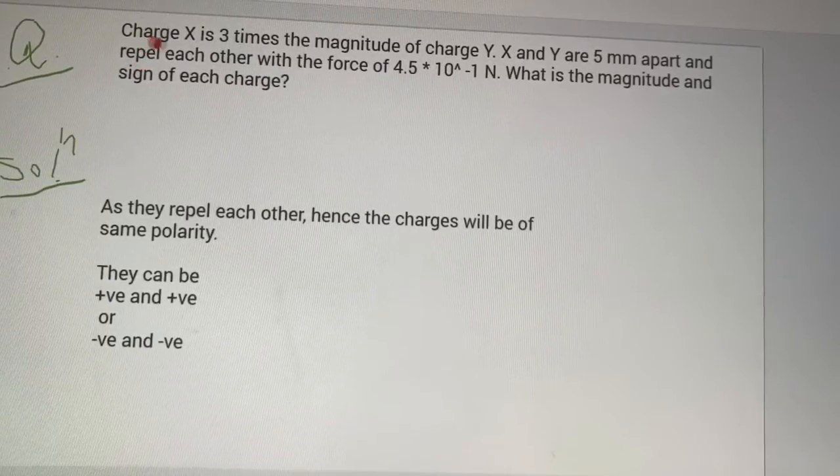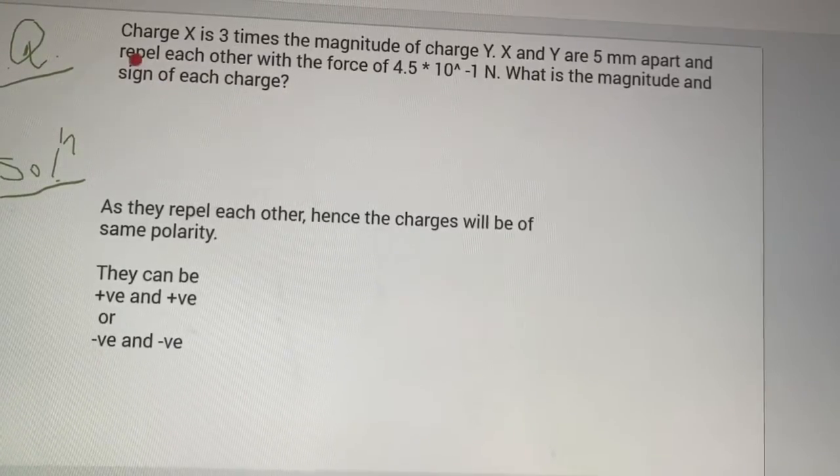The question is that charge x is 3 times the magnitude of charge y. So there are two charges called x and y, and charge x is bigger by 3 times of charge y. X and y are 5 mm apart and repel each other with the force of 4.5 times 10 to the power minus 1 Newton. What is the magnitude and sign of each charge?